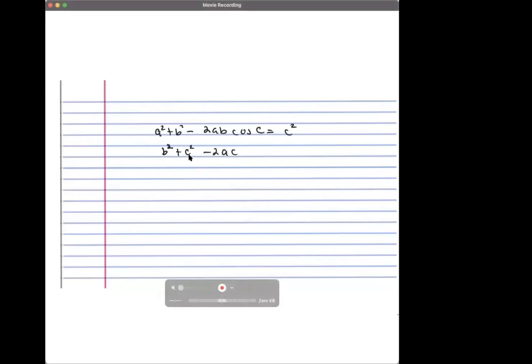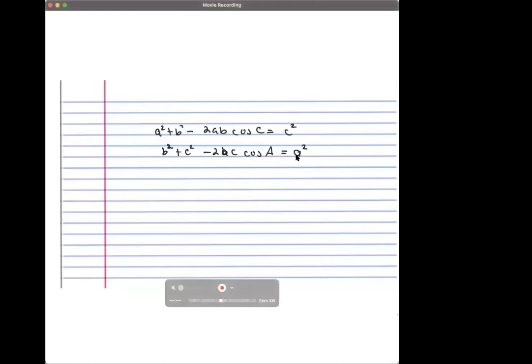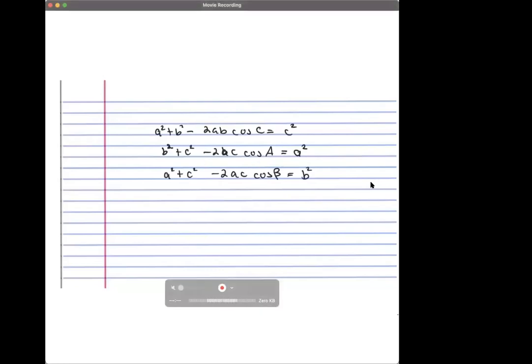So that's one variation. The other variation is b squared plus c squared minus 2bc cosine of A equals a squared. Notice the two sides should be the same, so it should be 2bc. So notice that you have the angle A and little a. And the other one, I've got a and b, I've got b and c. How about a and c? So a squared plus c squared minus 2ac cosine of big B is equal to little b squared. All right, so that's going to be the law of cosines.